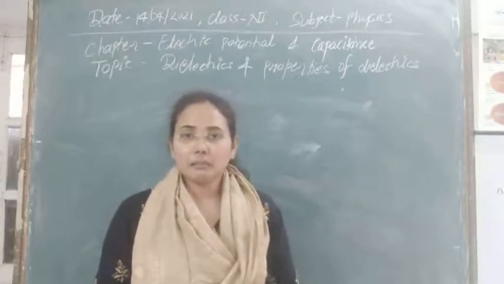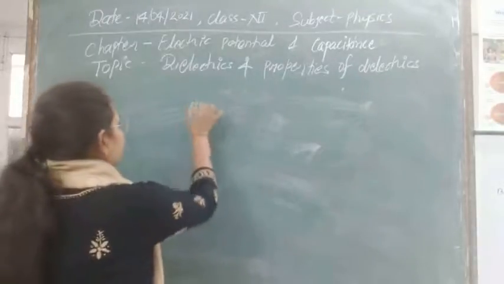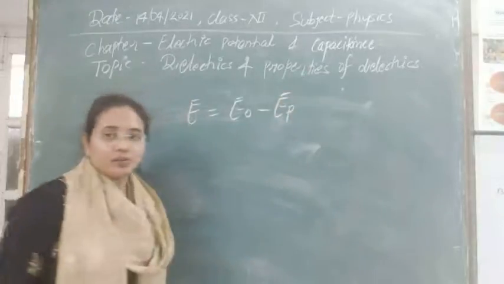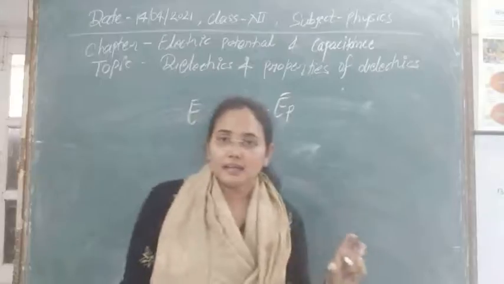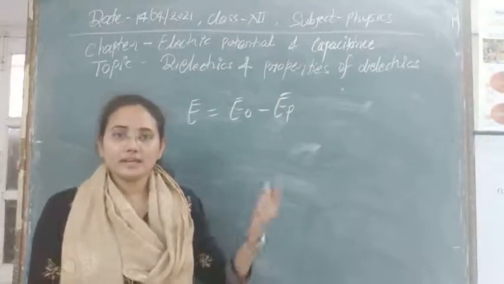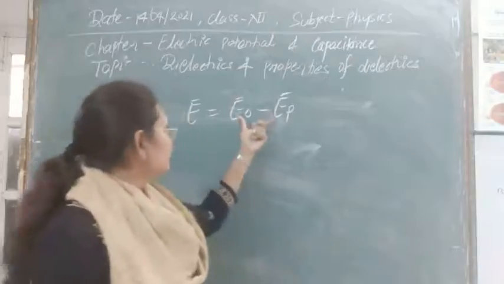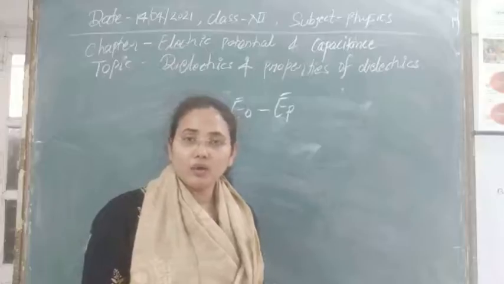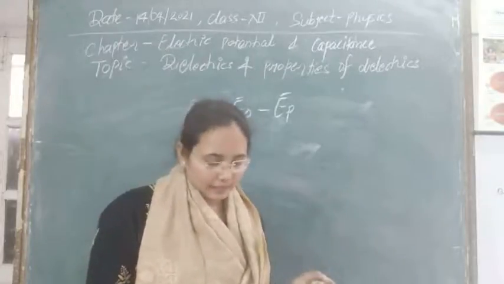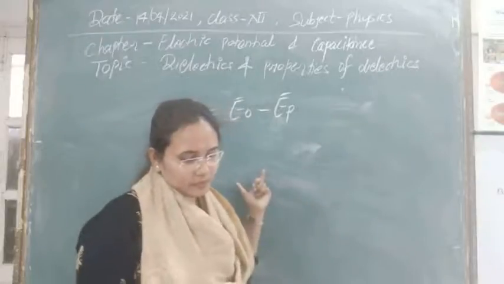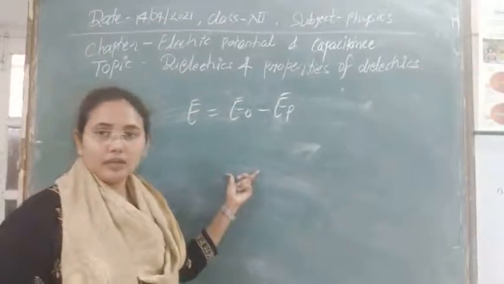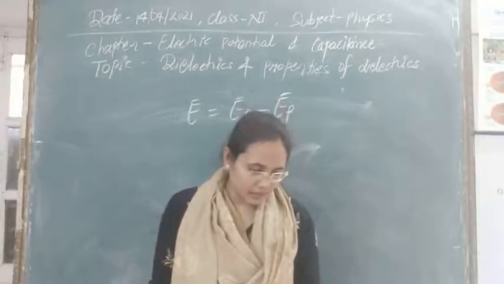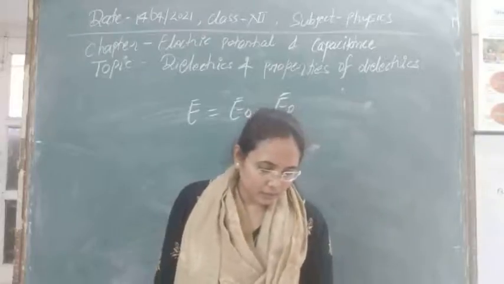Suppose that has strength EP, then the net electric field is given by E is equal to the external electric field minus the internal electric field. The property of a dielectric is that its internal electric field will always be less than the external one, so we can just take the difference. Now we have also defined the value of the internal electric field in terms of polarization density, or dielectric susceptibility.